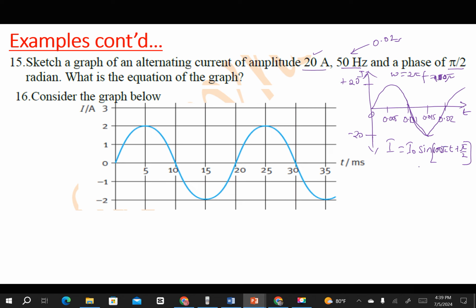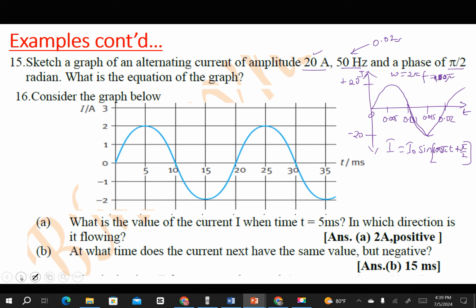So it is I equals I naught sine of 100 pi t plus pi over 2. This pi over 2 is just the phase difference. I just added it there, but it's not very important at this level. Consider the graph below. Which questions are on this graph?